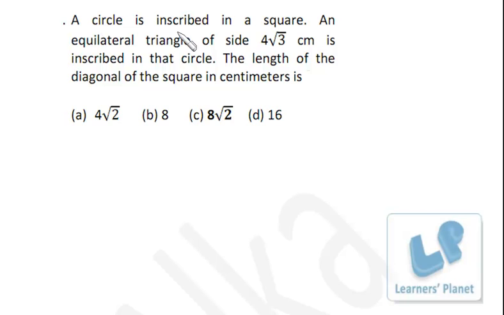Now a circle is inscribed in a square. An equilateral triangle of side 4√3 is inscribed in that circle. The length of the diagonal of the square is, see what is happening over here. Suppose this is a square and the circle is inscribed in it. Now in this circle we have one equilateral triangle. So precisely this is the circumcircle of the equilateral triangle. So what is the radius of the circumcircle?